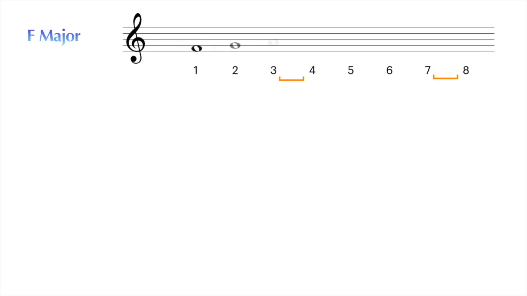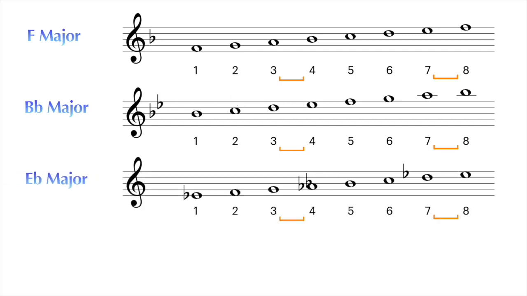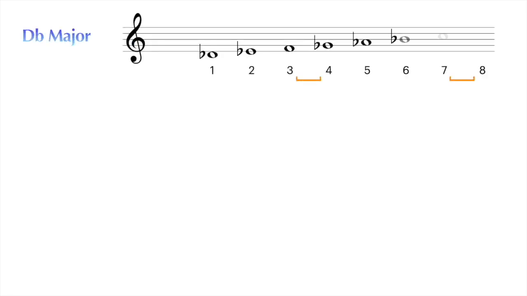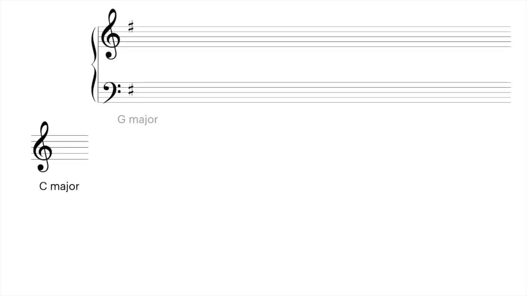Similarly for flat keys, we first have B flat in F major. For B flat major, we simply put B flat on the 3rd line, and then E flat. E flat major, A flat is added. A flat major, D flat is added. D flat major, G flat is added. G flat major, C flat is added. Here is the summary for the sharp and flat keys.